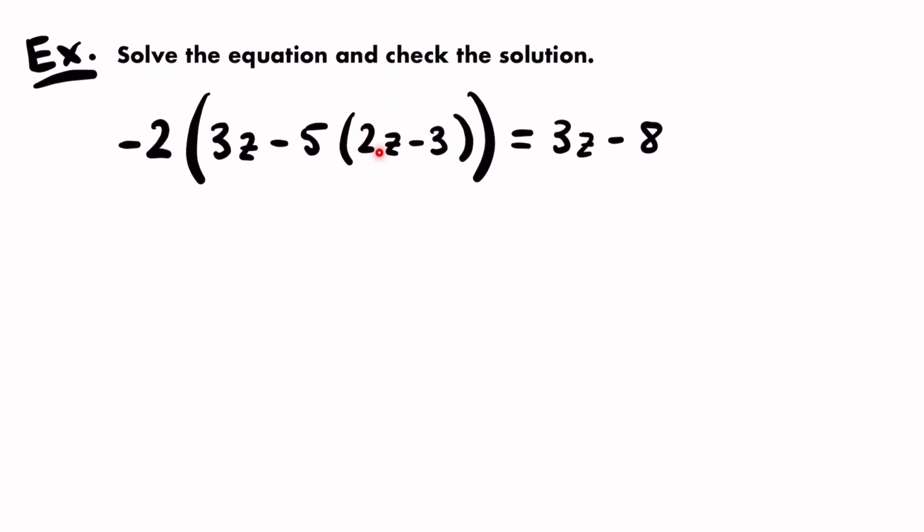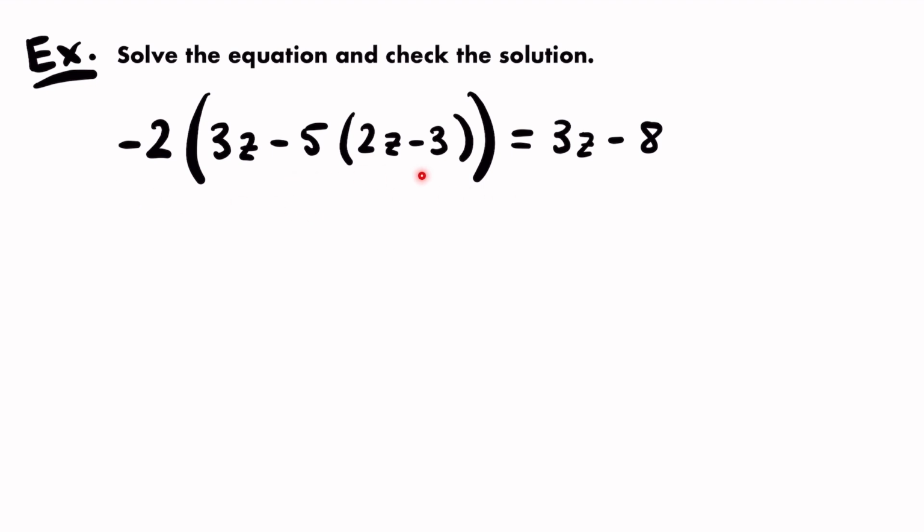Okay, so this equation does look a little bit more complicated than our previous two because we have a set of parentheses inside another set of parentheses. And so while that does look tricky at first, don't get too overwhelmed. Just take it one step at a time. We're still going to use the distributive property to remove those parentheses. We just have to pick one set to eliminate first.